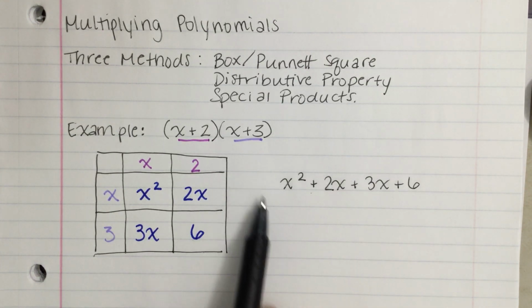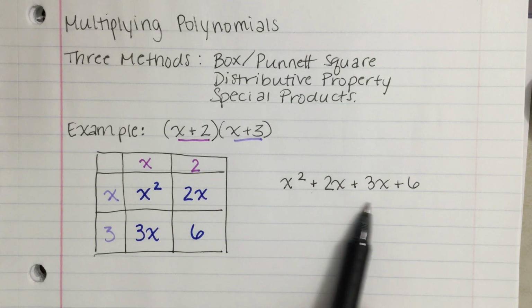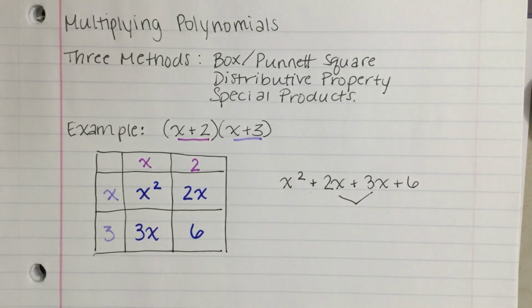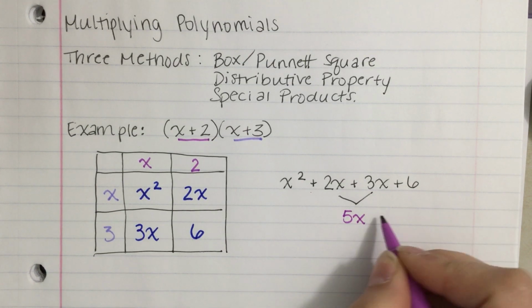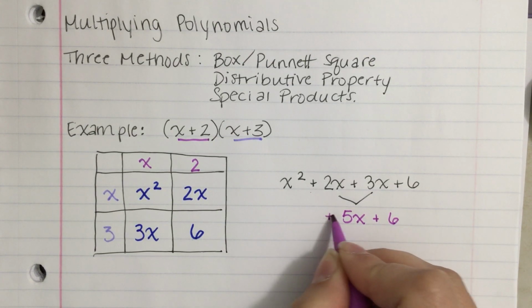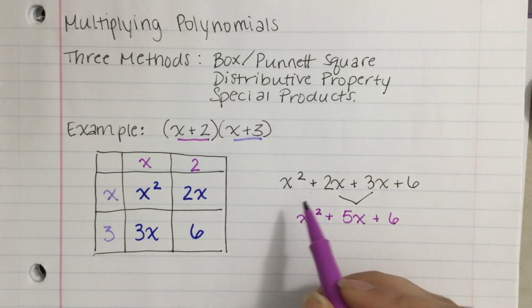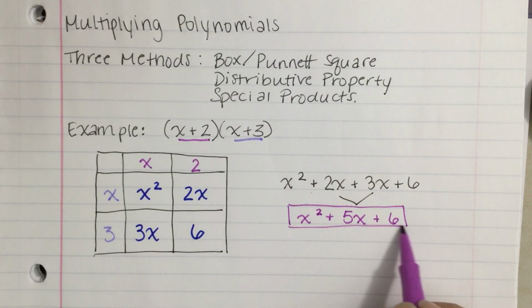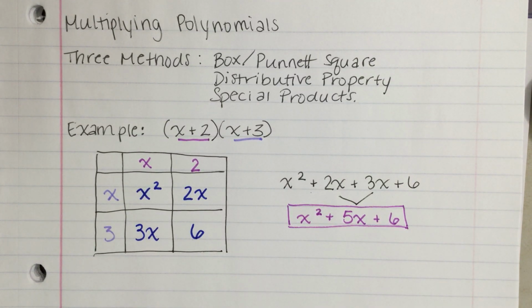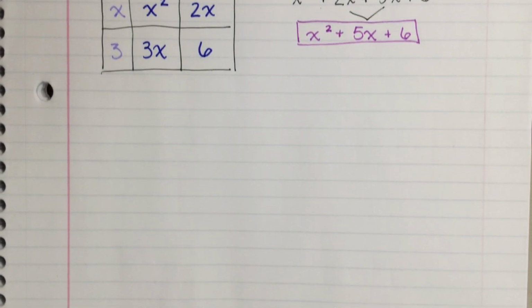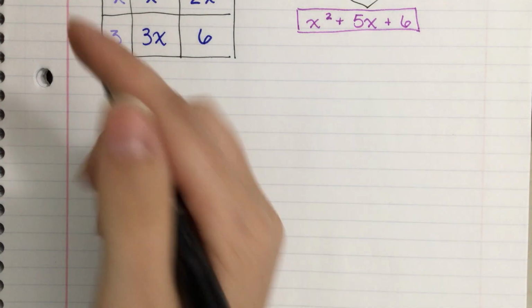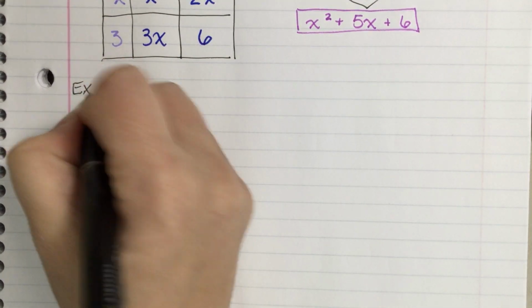And what you'll notice is you do have a set of like terms that you can combine. These two would combine to get you 5x. And I'm just going to bring down the rest of my expression. And this would be my final answer. X squared plus 5x plus 6. I'm going to do another example using that same method, but this time I'm going to put negatives in there.